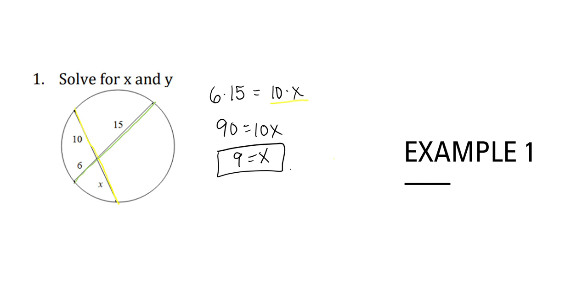And then students in class pointed out that there was a typo on your note sheet. We're not finding X and Y, we're only finding X. There is no Y.